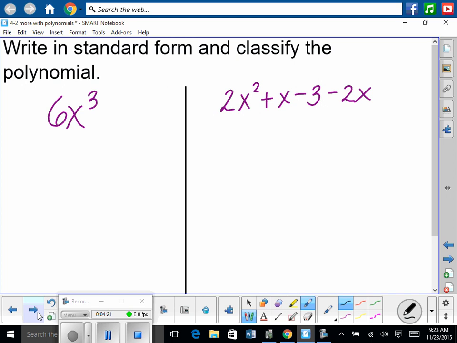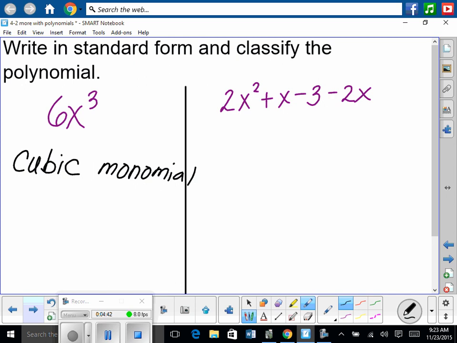No. All right, so first name is by the degree. So what degree is it? Cubic. 3, so it's cubic. And then how many terms do we have? 1, so it's a monomial. This is a cubic monomial. Is everybody okay with that? Questions on why this is a cubic monomial?